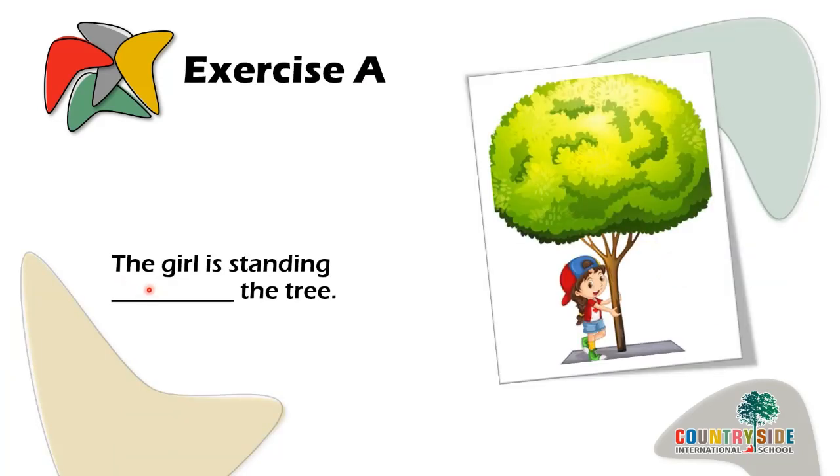Now see the sentence, children. The girl is standing dash the tree. Can you see the picture? A picture of a tree is there and the girl is standing down there. So which word will come here? Which preposition? In, on or under? Yes, under the tree.